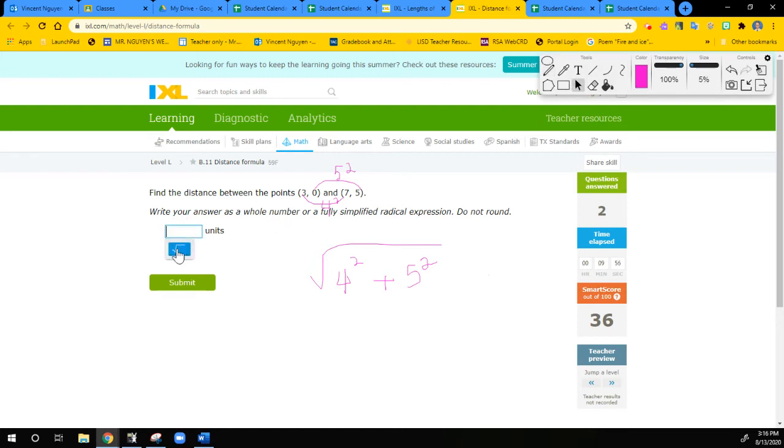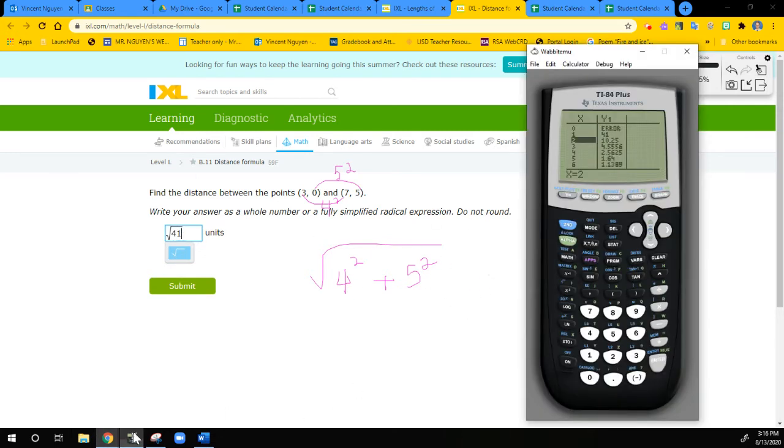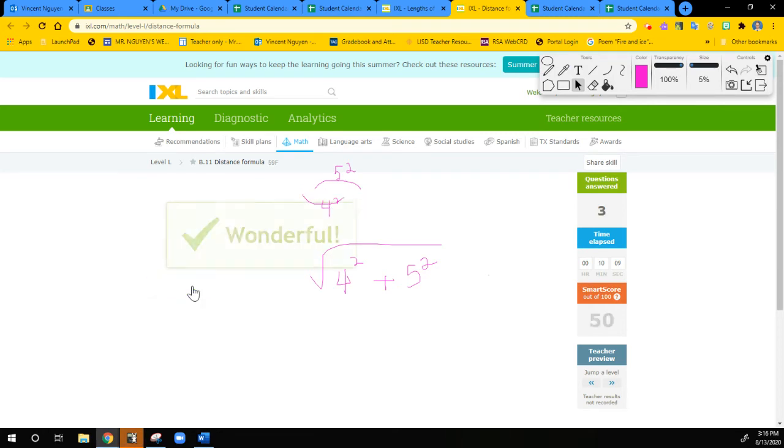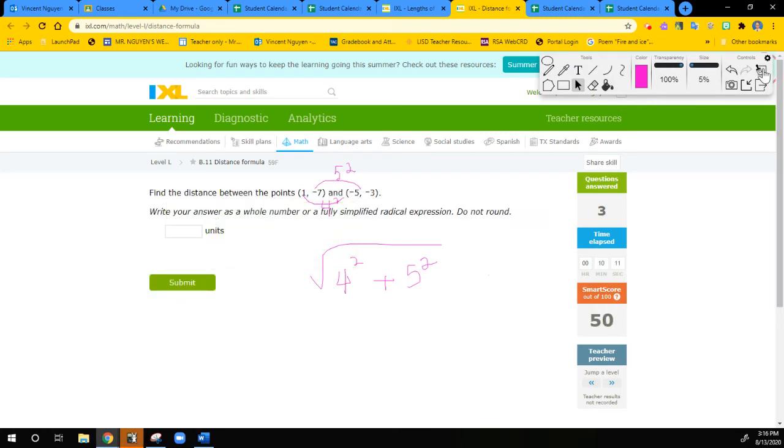So I'm going to type this in as square root of 41 as my answer because I cannot simplify it, right? I cannot simplify 41. Okay, it is done. So submit. Very cool. Next one.